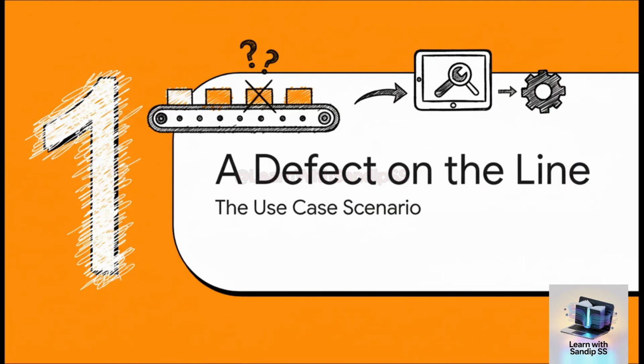So we're going to dive into a very common, very real use case. A production operator finds a defective item. The problem is, it's not a simple fix. It can't be reworked right there on the shop floor. This is something that needs a little bit more help from another department.